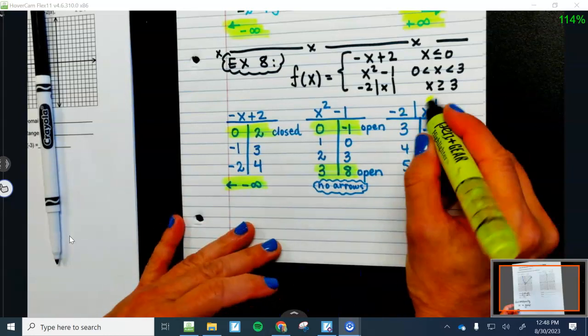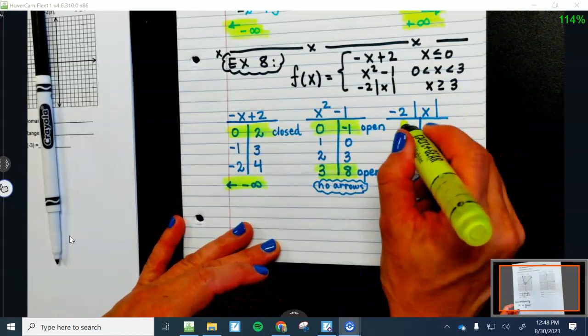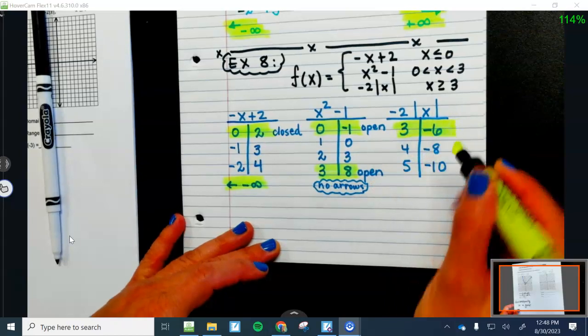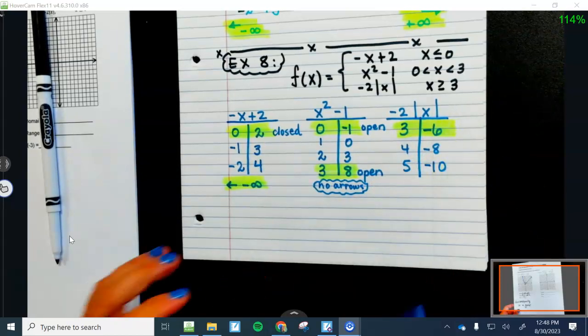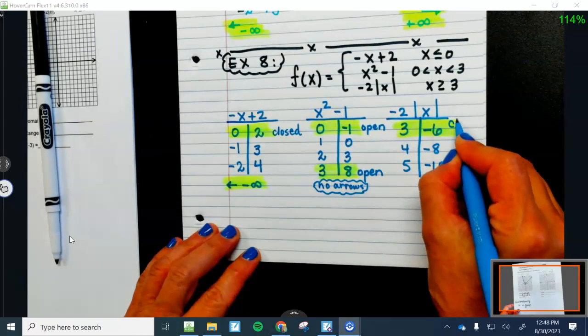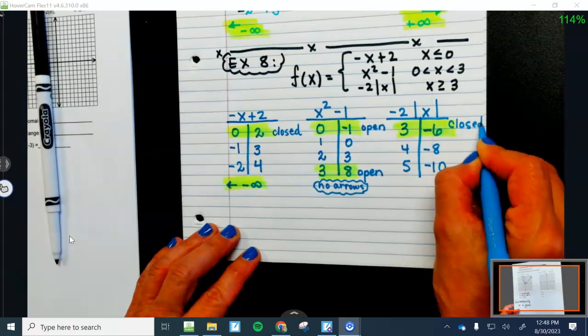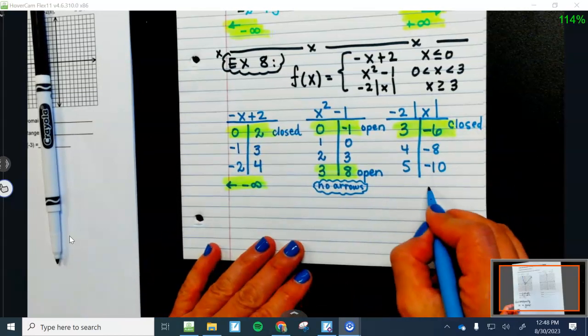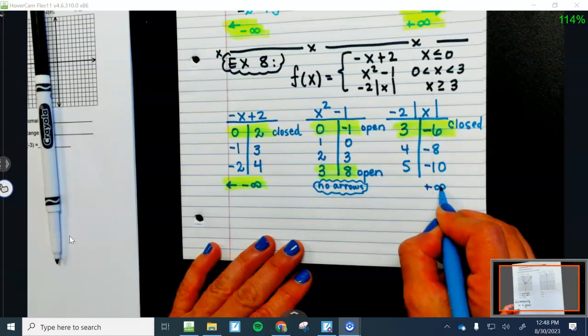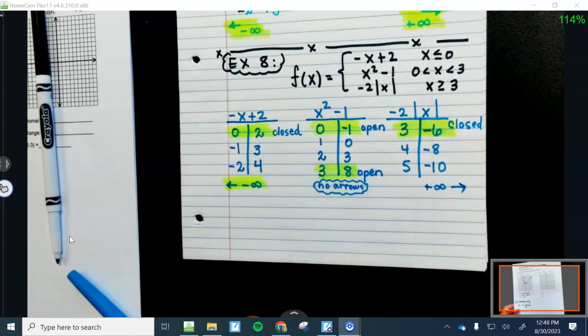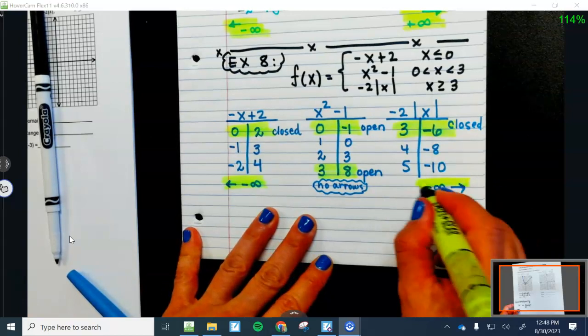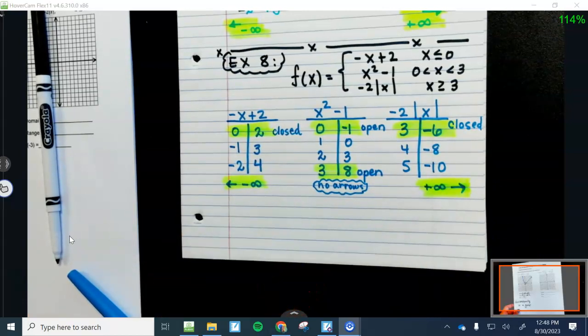Let's analyze how it starts and how it stops. What kind of circle is going to start this? Very good, closed. How is it going to end? Y'all, it's going to end with positive infinity. We are going to have an arrow on the right side of our graph for domain. Okay, let's graph this. Let's see what this turns into.